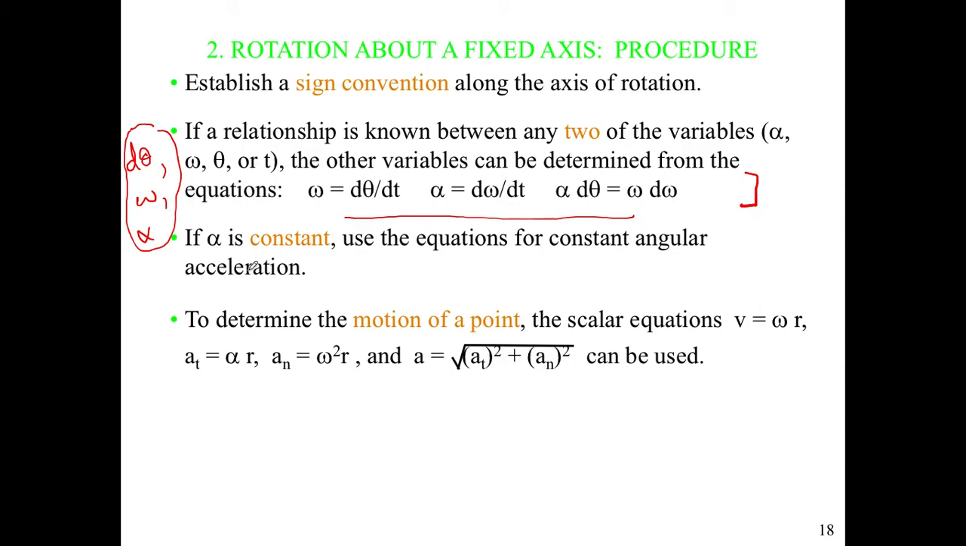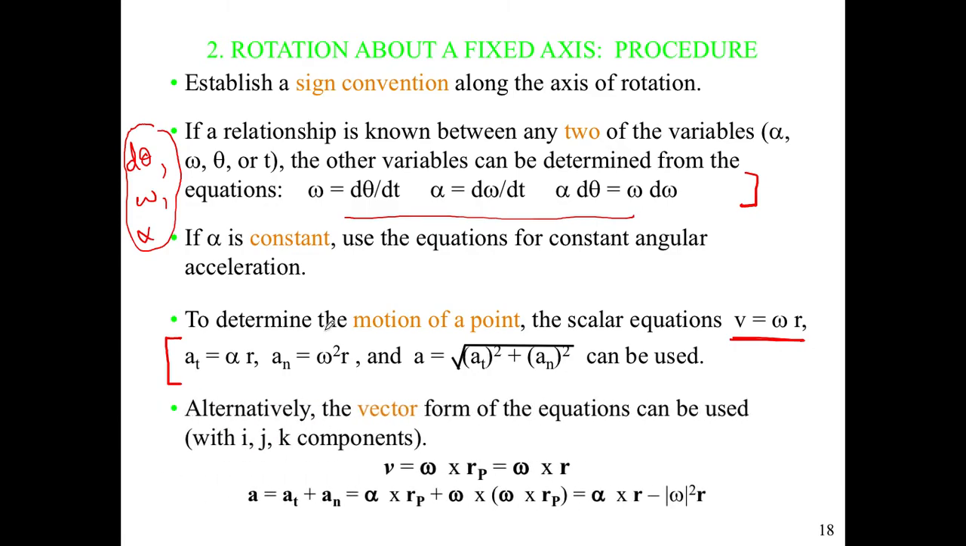Whereas their absolute velocities have to be found using the expressions that we've just derived, where velocity is just omega times r, and for the acceleration we have two components: one in the tangential direction, which is alpha r, and one in the normal direction, which is omega squared r.